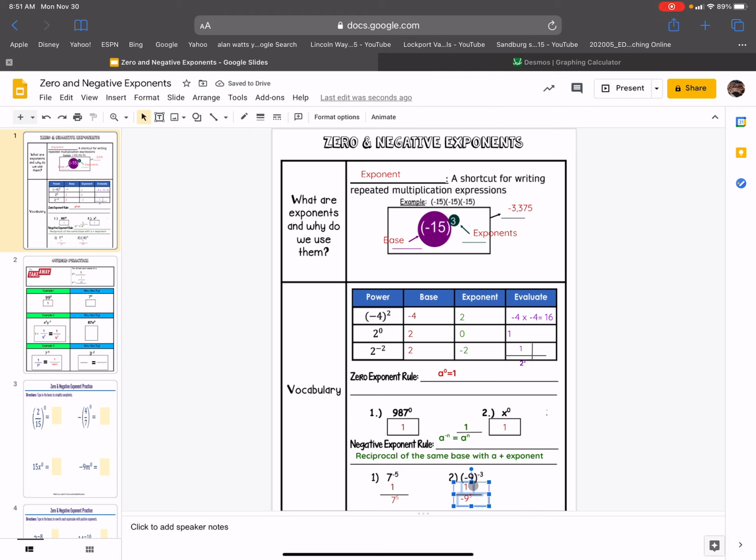Notice, sorry, you can hear my doggies downstairs. So notice this will be 1 to the negative 9 to the positive 3. The only thing I made positive was this 3. The negative 9 stays the same, okay?